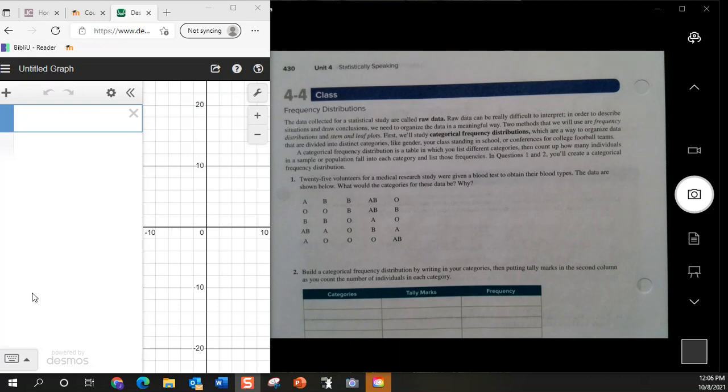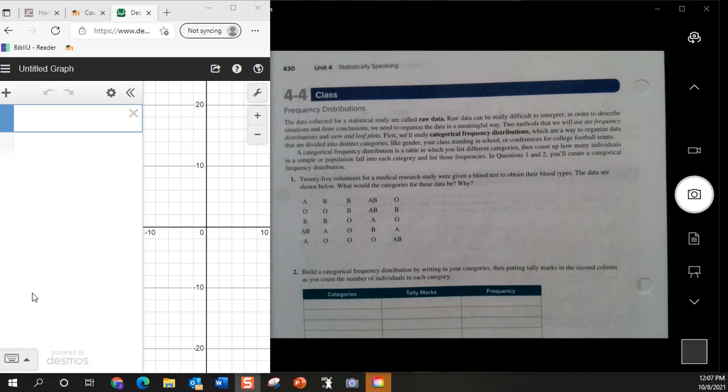First, we'll study categorical frequency distributions, which are a way to organize data that are divided into distinct categories like gender, your class standing in school, or conferences for college football teams. A categorical frequency distribution is a table in which you list different categories. Then count up how many individuals in a sample or population fall into each category and list those frequencies. In questions 1 and 2, you'll create a categorical frequency distribution.